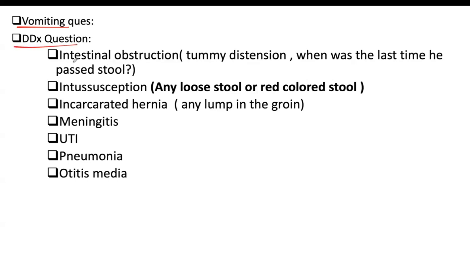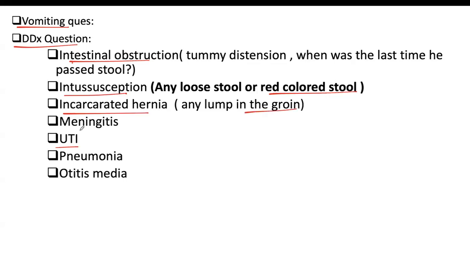Once you ask the main two presenting complaints, you go to the differential diagnosis one by one. So ask about bowel and bladder, which will rule out intestinal obstruction and UTI. Then you go for further GIT causes. For intussusception, you can ask, have you noticed any loose stool or any red-colored stool? That's for red currant jelly-like stool in intussusception. For hernia, have you noticed any lump in his groin?